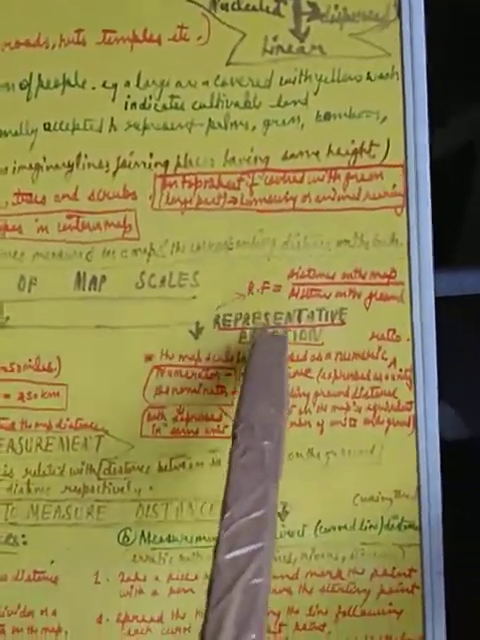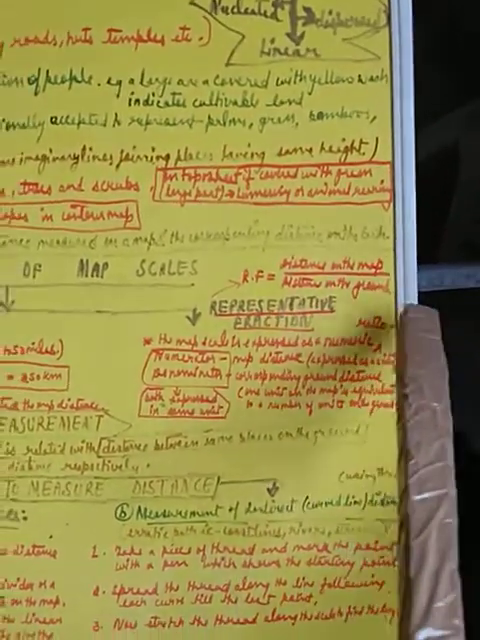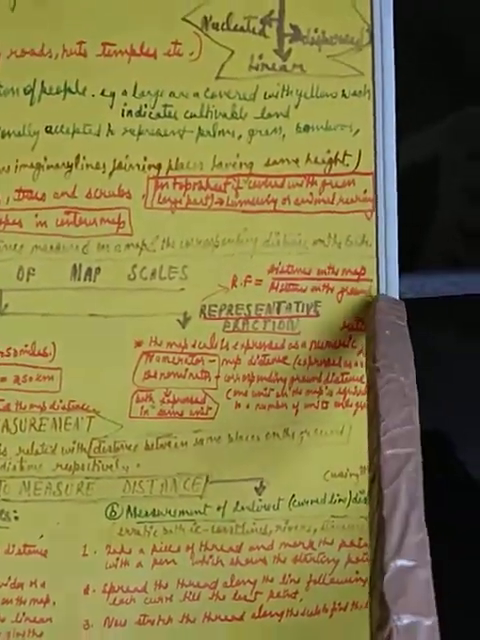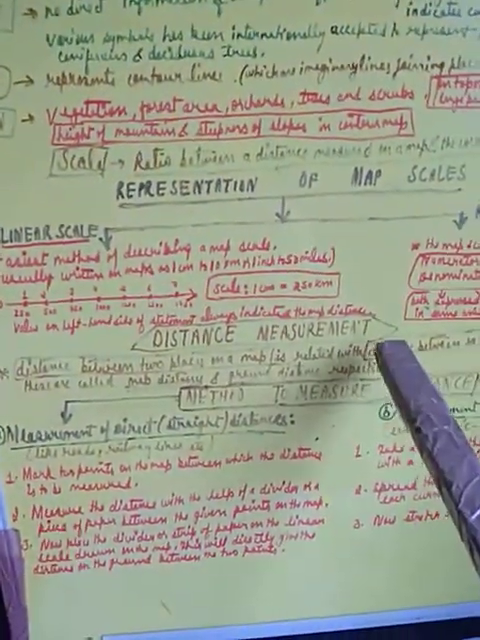You have to always remember the formula: RF is equal to distance on map upon distance on the ground, numerator over denominator. Okay. Then we have distance measurement.